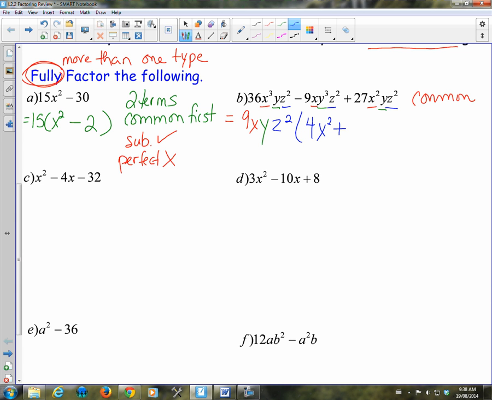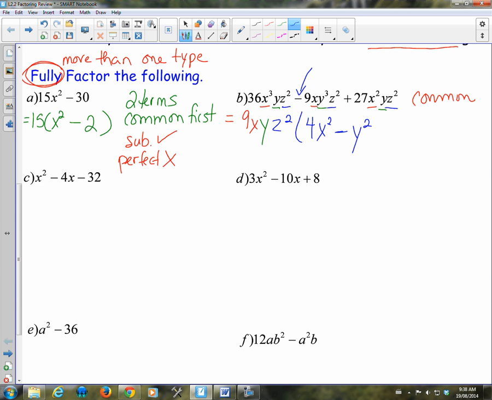Let's look at the next one. Don't forget your sign. See, I already messed up. Look at that. Watch, my sign is minus. So it'll be minus. 9 divided by 9 would be 1, so I don't need to write that down. X divided by x. Y to exponent 3 divided by y, 3 take away 1 would be y squared. And z squared divided by z squared is 1.